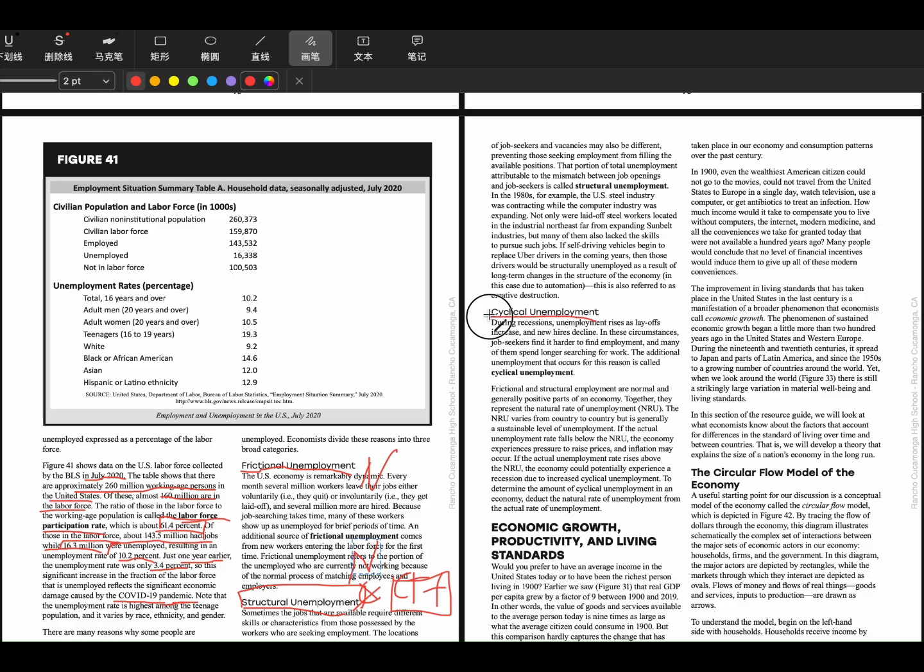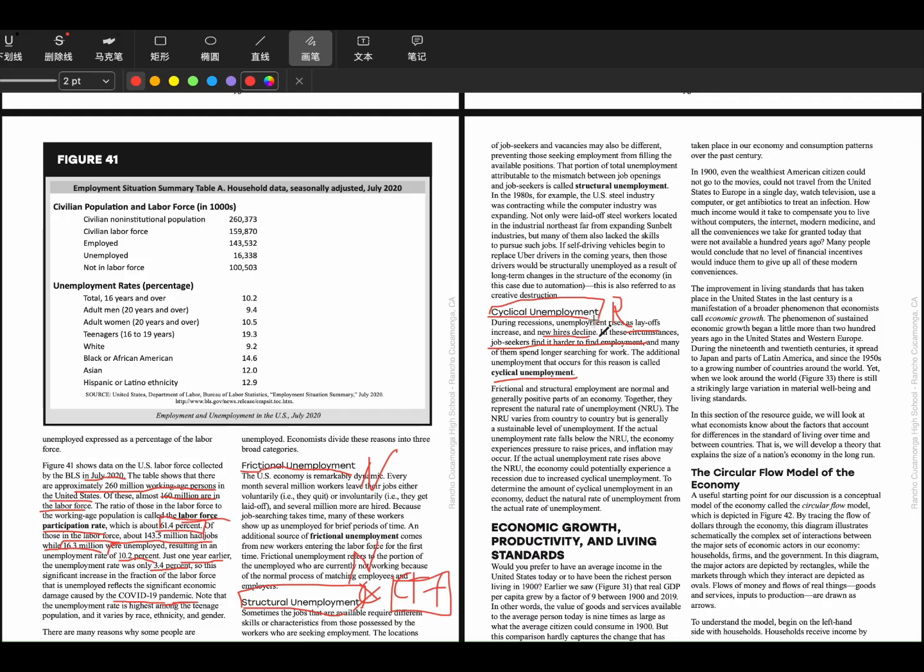Next is cyclical unemployment. This is not normal. This is bad. This is recessionary. This is what happens when layoffs are happening, new hires decline, and job seekers find it harder to find employment, not due to any fault of their own, not because it actually takes time to find jobs, but because the companies are doing badly and cannot afford to hire as many people anymore. This is cyclical unemployment.